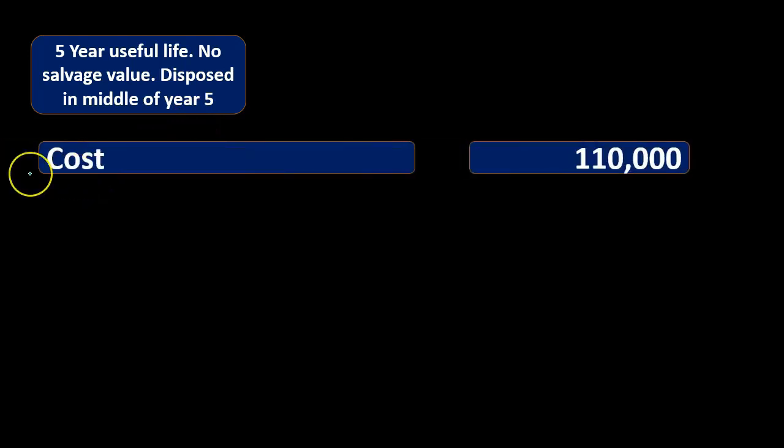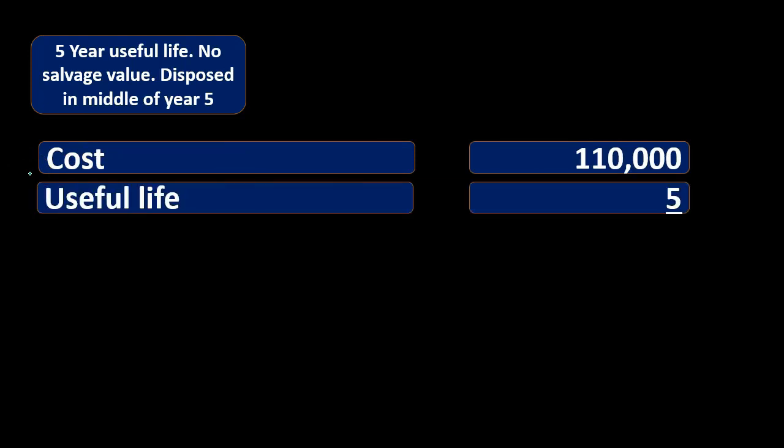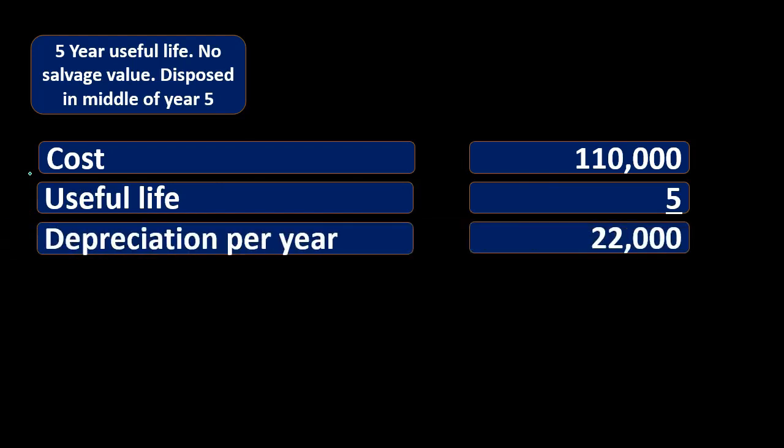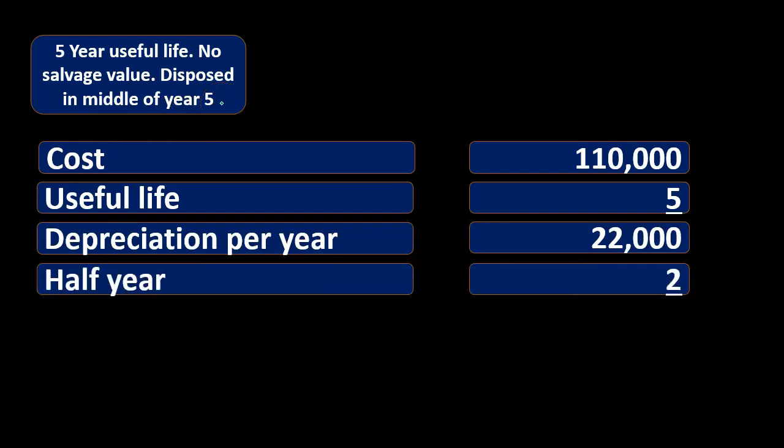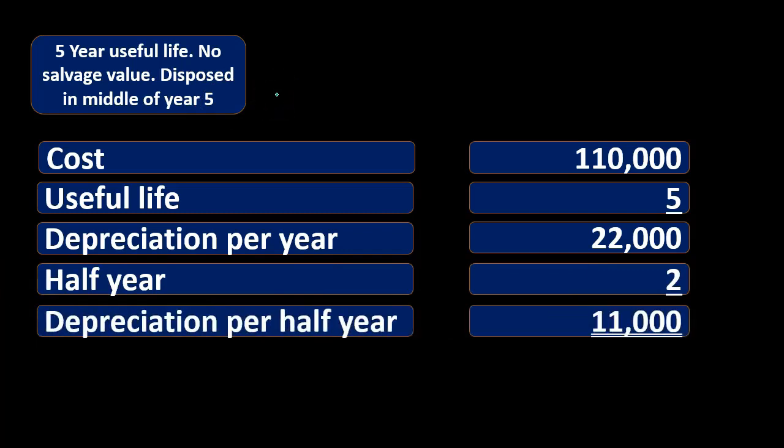For the calculation, we're going to say the cost is 110,000. This will be a straight line depreciation calculation. We're going to divide by the useful life, 5 years. That'll give us depreciation per year, 22,000. And we need a half a year remaining that we didn't record yet. So we'll divide by 2 to get that half a year, and that'll give us 11,000. That'll be the depreciation for that half year.